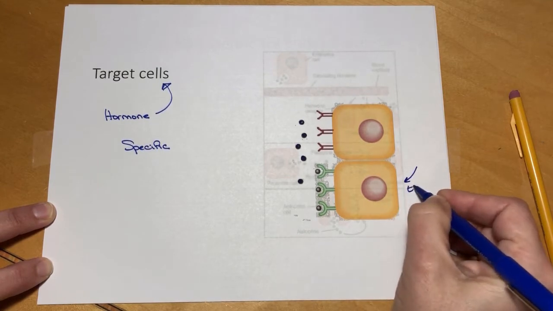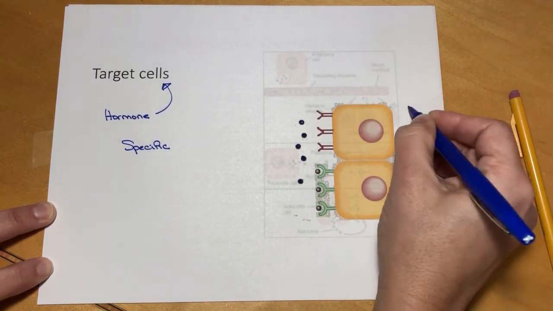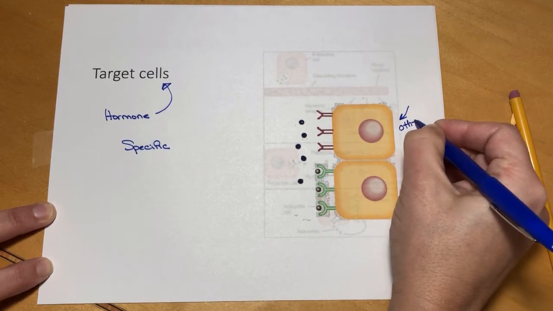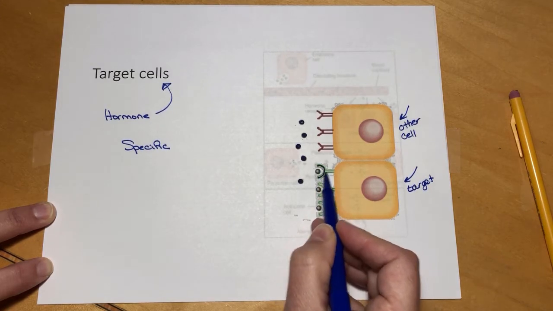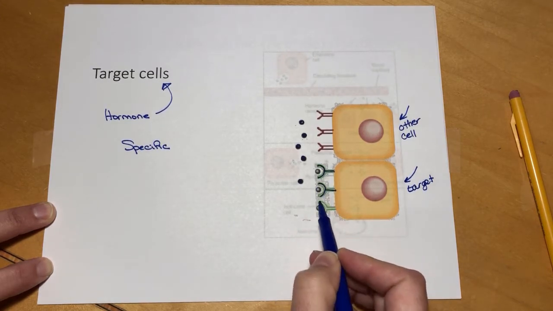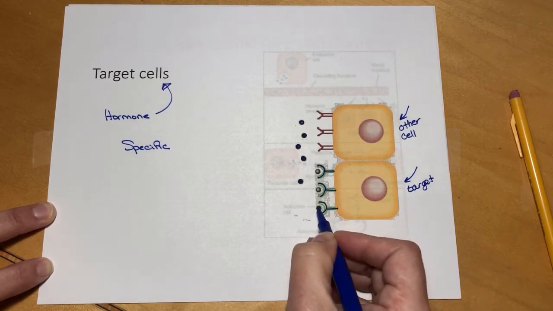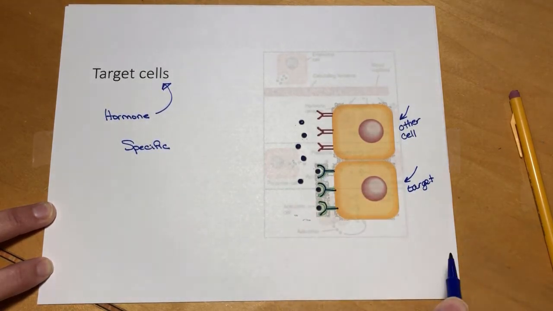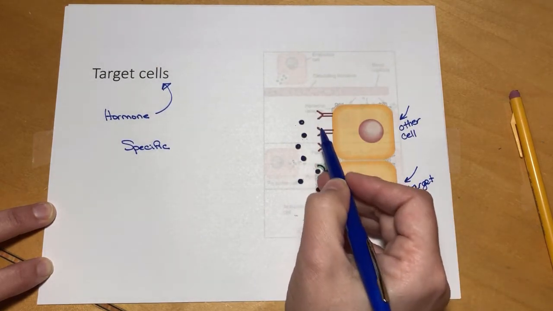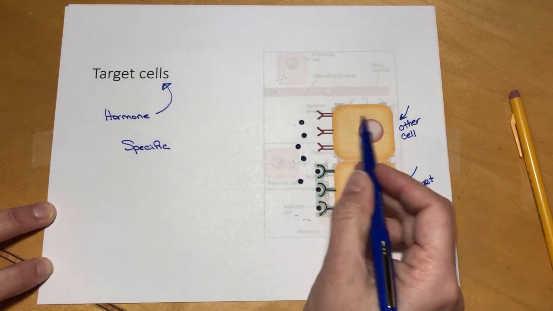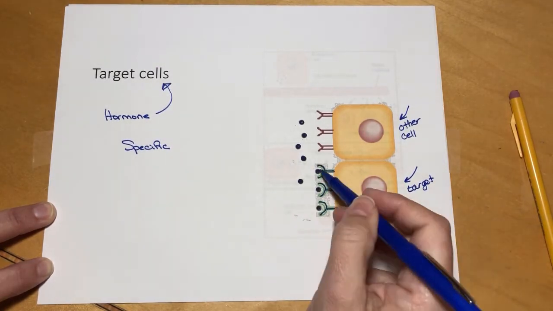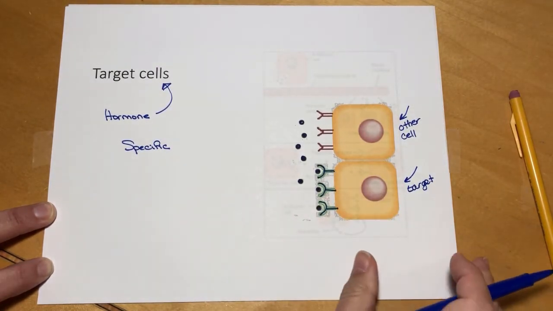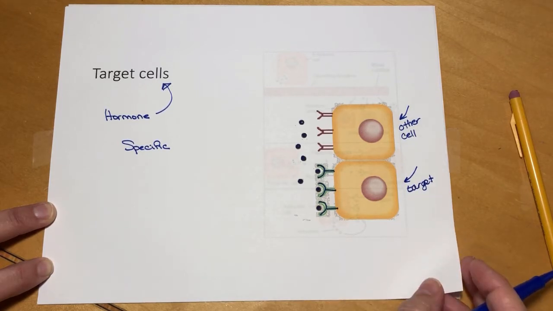This is our target cell. This is some other cell in the body that we do not want to stimulate. And you can see that the receptor on the target cell is ideally shaped to bind to our hormone, whereas other cells don't have the correct receptor and so will not be affected by the presence of the hormone. So when we're talking about specificity, it is whether the correct receptor on the target cell is present that's going to allow us to be specific with our results.